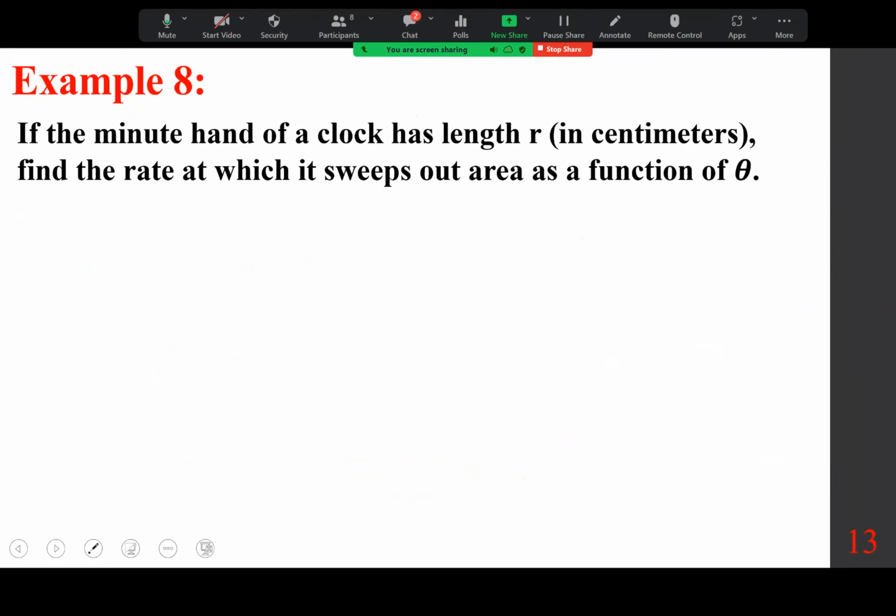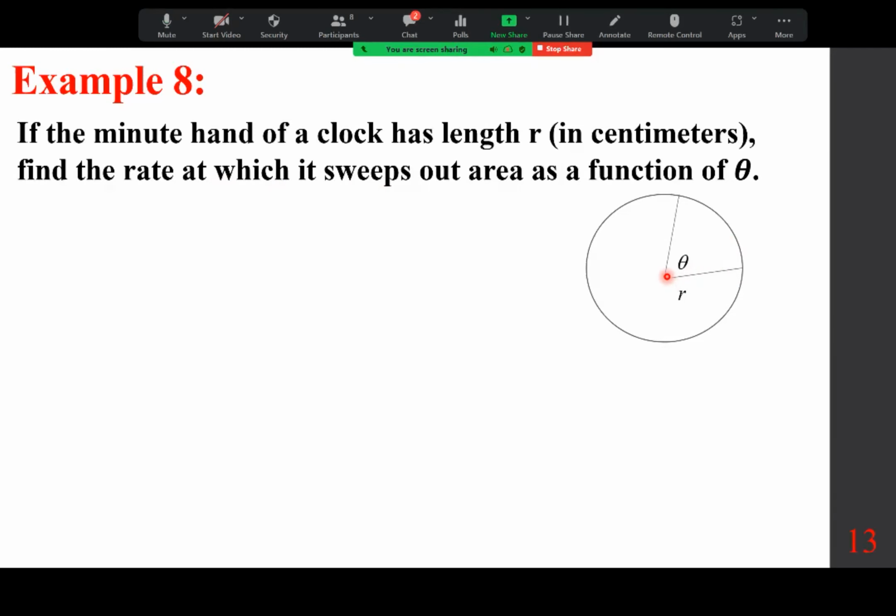If the minute hand of a clock has length r, which happened to be in centimeters, we want to find the rate at which it sweeps out area as a function of theta. This is the general question, class. So first, we are looking at a circular shape. Here's the radius. Here's the angle that it sweeps, the theta. And we are going to write the information. So the minute hand has length r, and we want to find the rate at which it sweeps out the area.